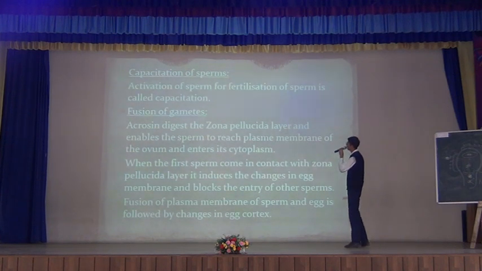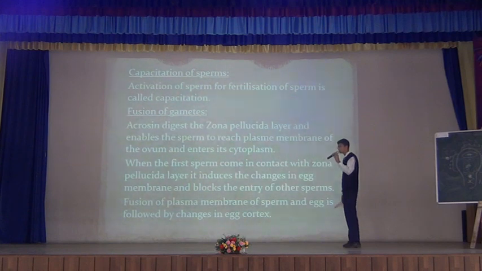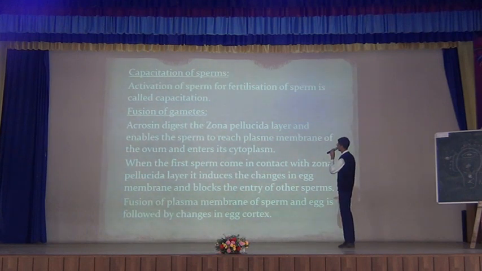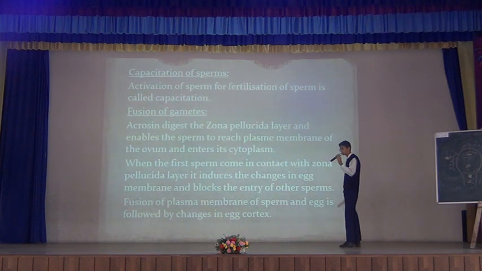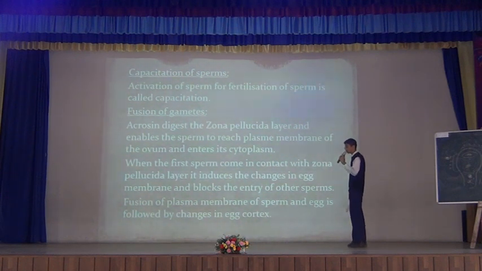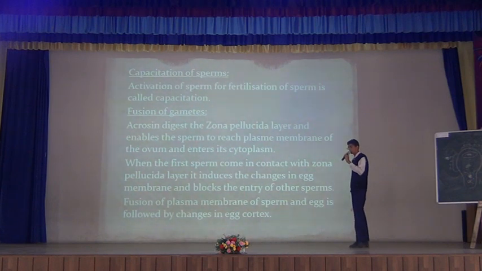Capacitation. It is the activation of sperm for fertilization. When the sperm enters the uterus, it is not activated, but due to some factors, it becomes activated for fertilizing. Then is the fusion of gametes. Acrosin digests the zona pellucida layer and only one sperm comes inside, which later causes the hardening of the zona pellucida, so the additional sperms don't come inside.